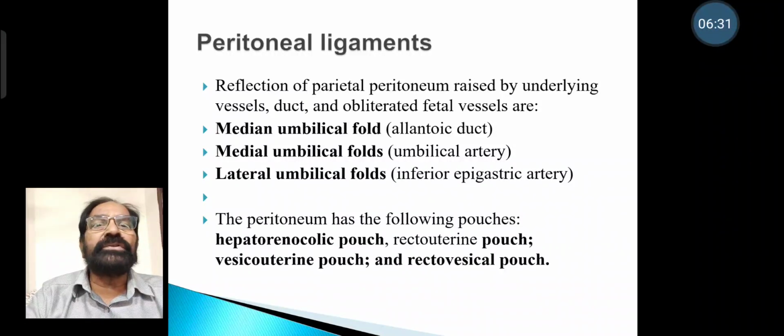Peritoneum has the following pouches: hepatorenocolic pouch, rectouterine pouch, vesicouterine pouch, and rectovesical pouch.